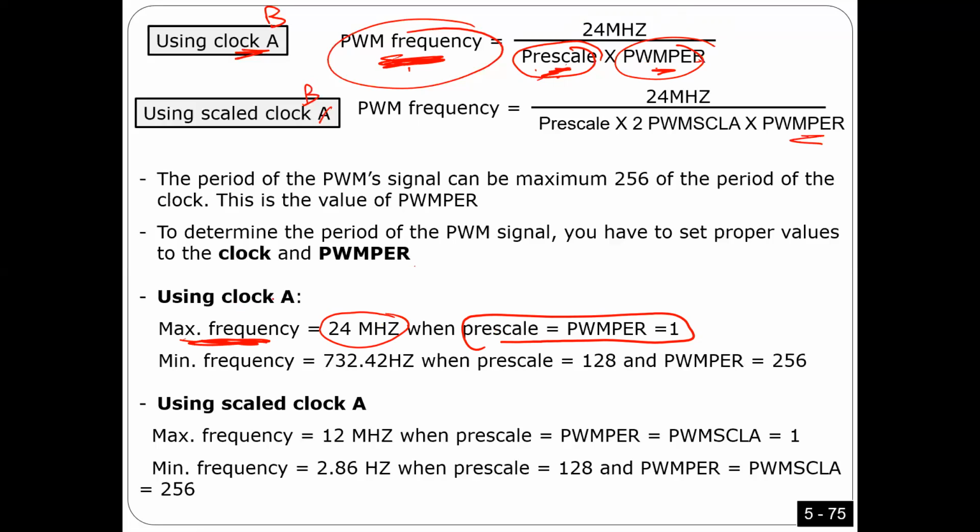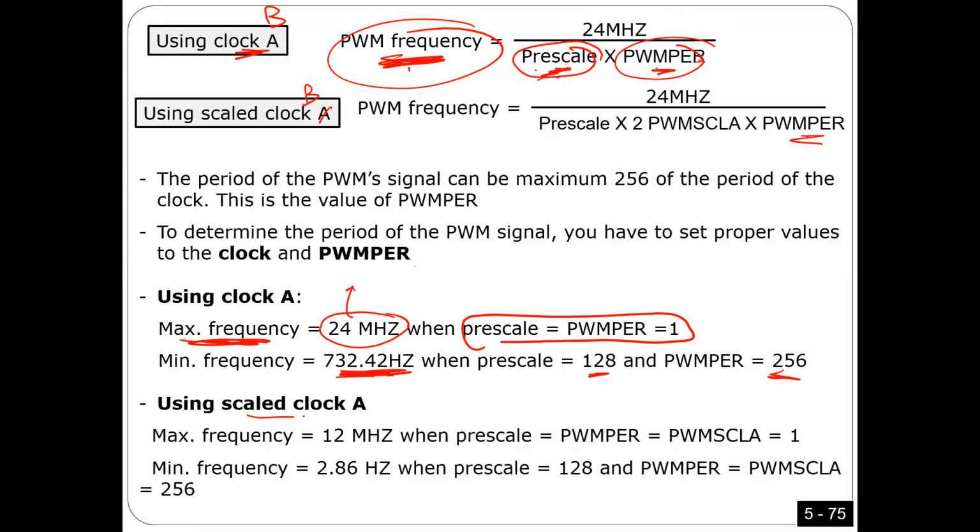If you use clock A, the minimum frequency is 732. I cannot get lower than this value. I cannot get more than 24. And I can get this one by putting the maximum here. So prescale is 128 and the pulse width modulation period is 256.